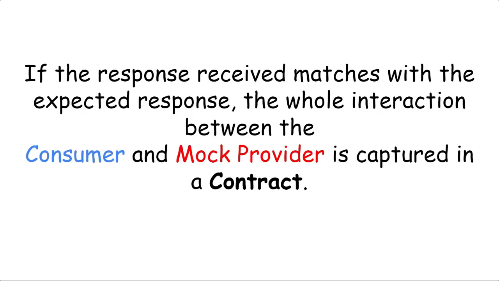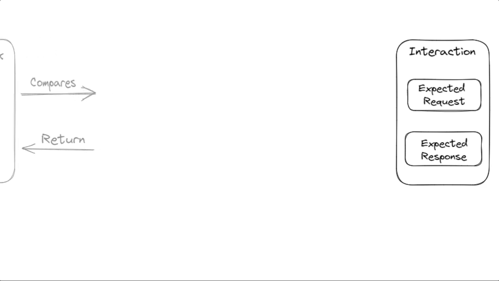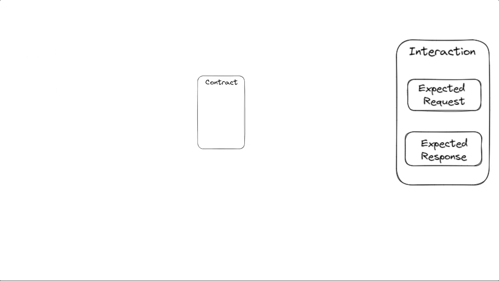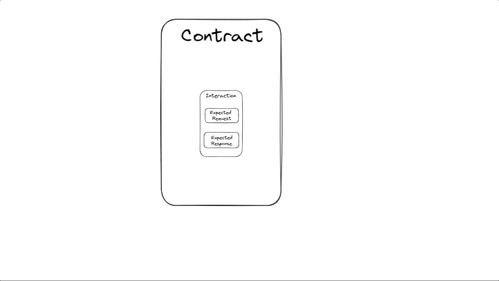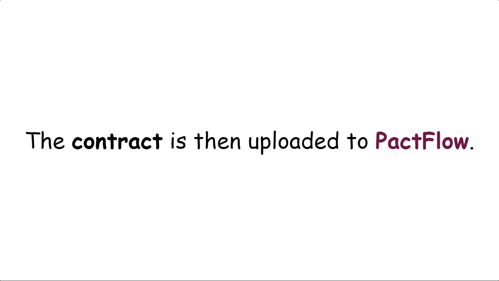The test checks if the response received matches with the expected response that the mock provider was configured to return. If it matches, then the test passes, and the whole interaction that was configured to the mock provider is captured into a contract. You can see here, the interaction between the mock provider and the consumer unit test gets captured and stored in a contract. The contract is then uploaded to pact flow.